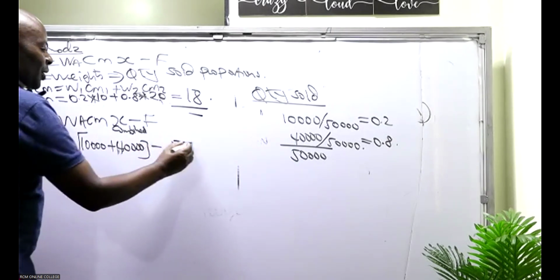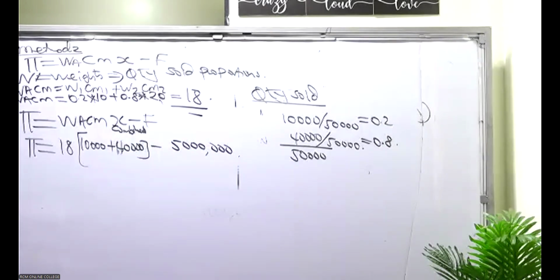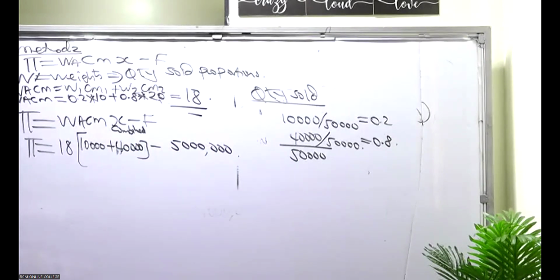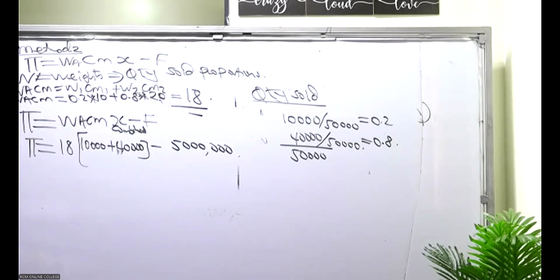Minus the farm's fixed cost. You guys gave me a figure of 5 million. Do you remember that figure of 5 million? Fixed cost was 5 million.